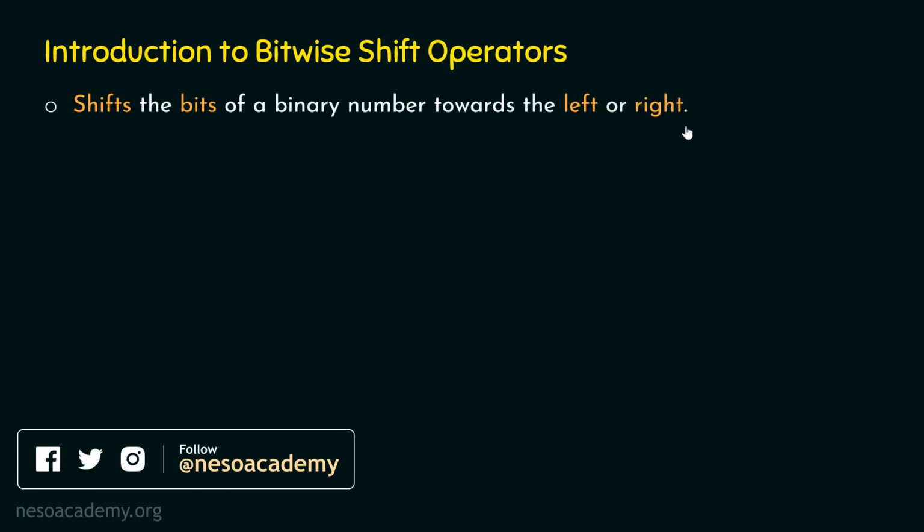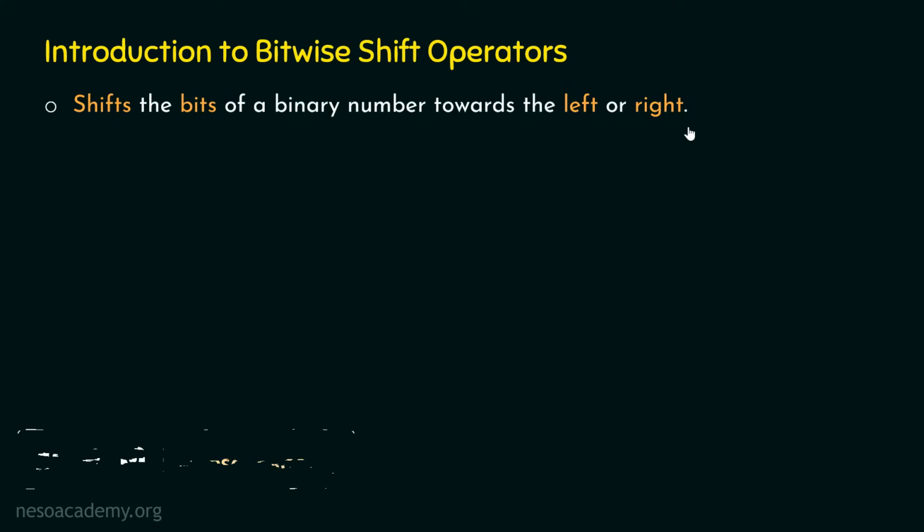So first of all, we need to understand that bitwise shift operators are bitwise operators. Therefore, these operators can only be performed on bits or binary digits. And bitwise shift operators shift the bits of a binary number either left or right. There are a total of 2 bitwise shift operators in Python.